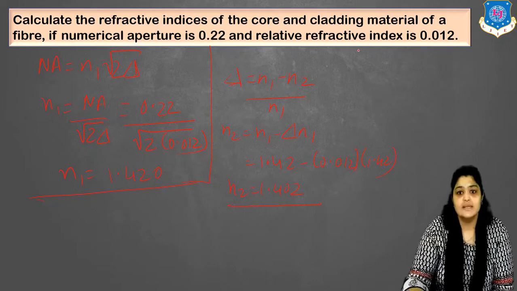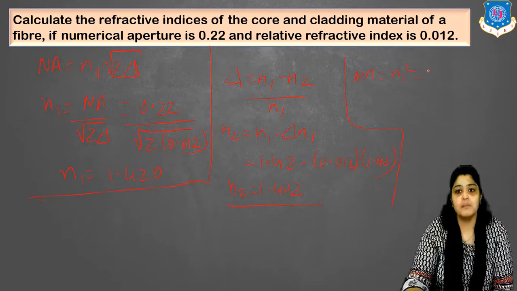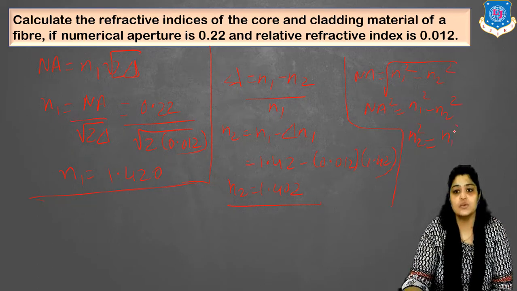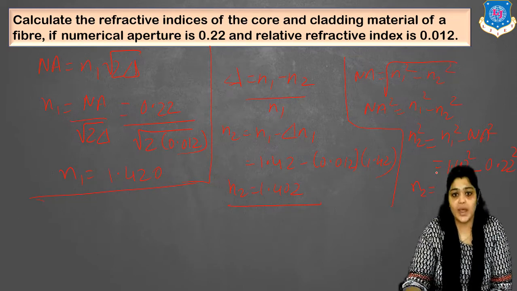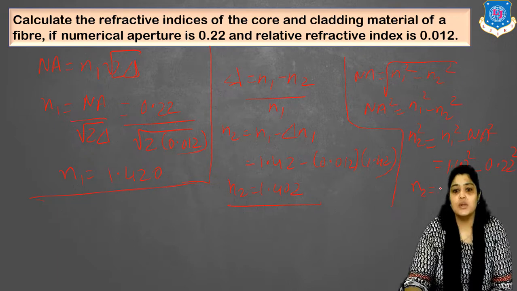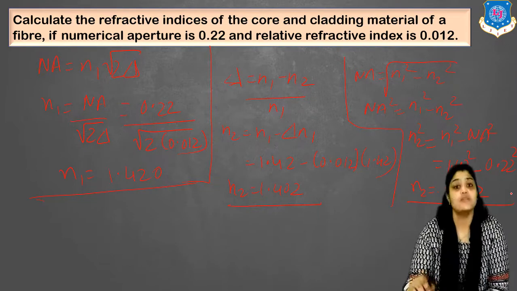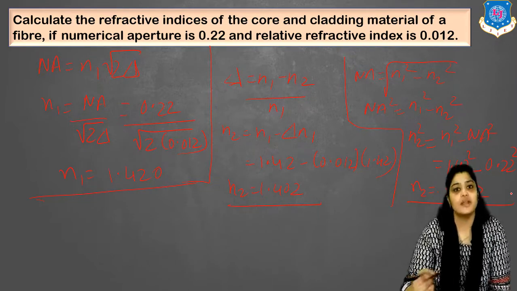This is one method. Second method, you can use NA. So you know that NA is equal to the square root of n1 square minus n2 square. Or you can write NA square is equal to n1 square minus n2 square. So this gives us n2 square is equal to n1 square minus NA square. So this is 1.42 square minus 0.22 square. Again, it will give you the same answer. Then you have to do the square root and you will get the answer as 1.402. So whichever method you feel is easy, whichever formula you remember, you can solve with any of them.